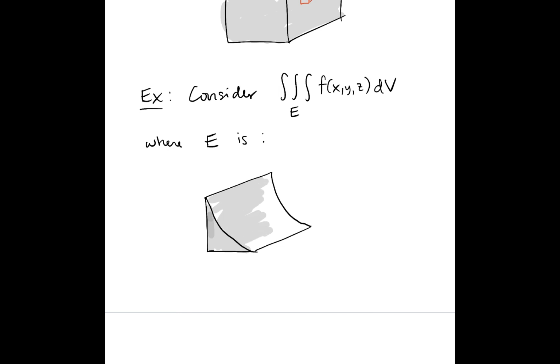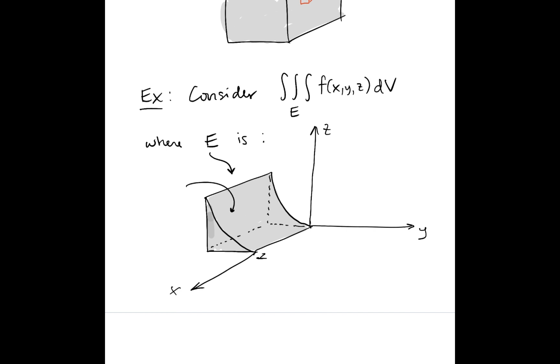Now, we've got to be a little more specific in terms of where this object sits in 3D xyz space. So this object actually sits like this. Here's the x-axis. Here's the y-axis. And here's the z-axis. So that's the region E. All right, now let's get super specific. This is x equals 1. And this surface here, the actual ramp portion of the skateboard ramp, is given to us as z equals y squared.